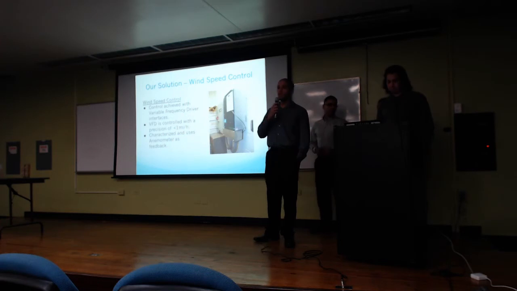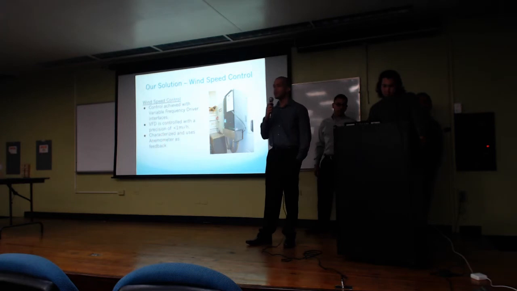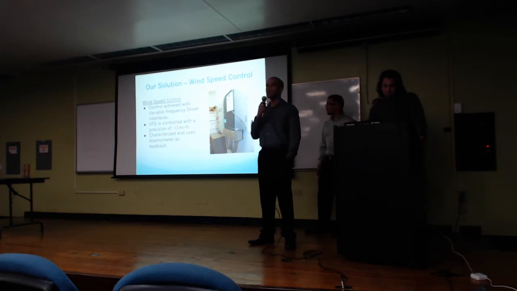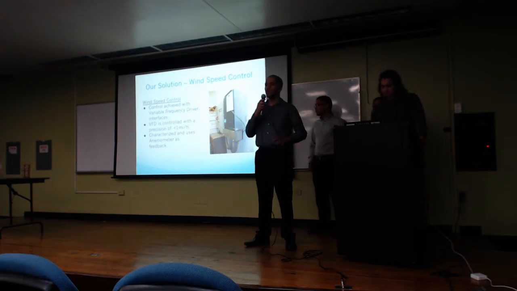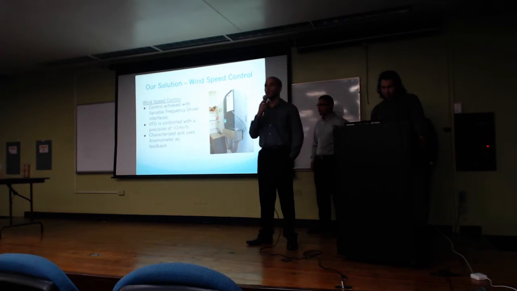To achieve wind speed control, the main component that we use is a variable frequency drive. This component essentially controls the frequency provided to the motor. It allows us to adjust the current and voltage provided to it to achieve this control. It also allows us to achieve control with a precision of less than 1 mile per hour.